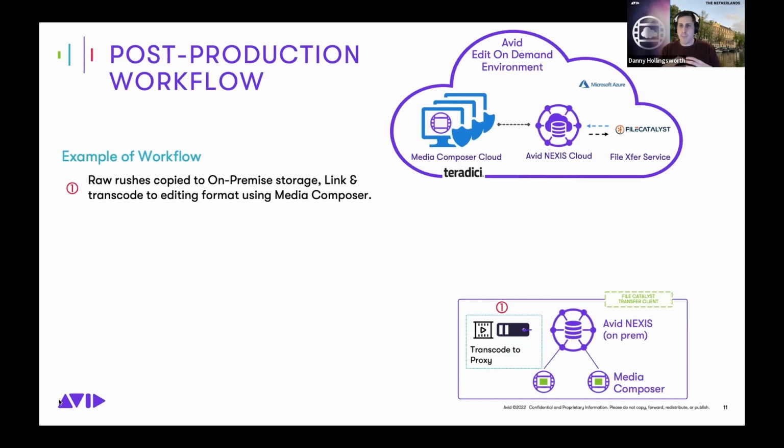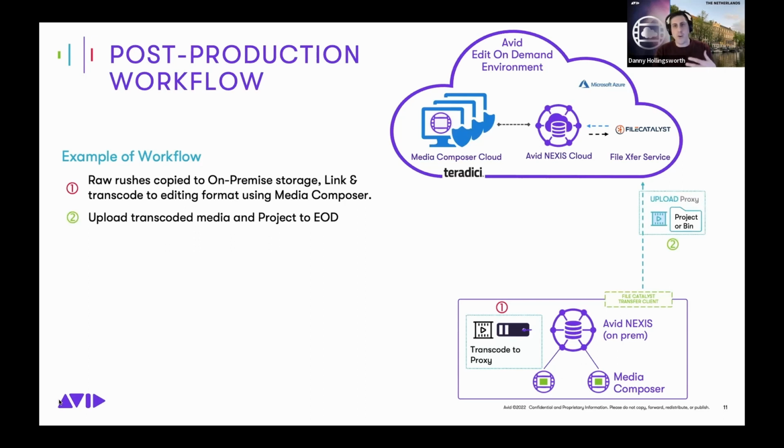So on my on-prem system, I'm going to take in some of the raw original rushes, some of the media coming off of a camera or from the field. We're going to do some transcodes first into an editing format, like DNxHR LB, for instance. And then we're going to upload our transcoded material to the cloud with a bin or a project. We could do the full project. In this case, I'm going to show you just moving a bin up there.